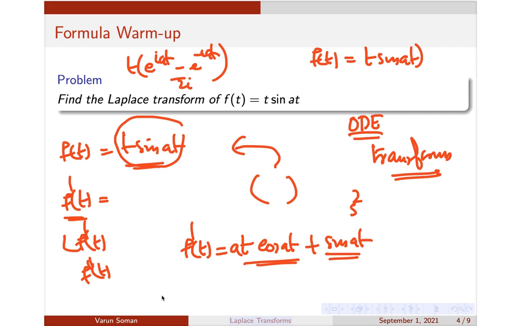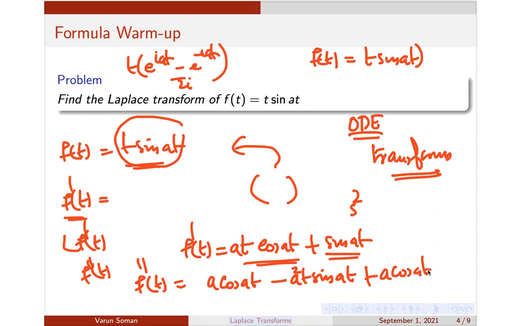So moving forward, I'll try to find f double dash of t. What is f double dash of t? Again, if you take the derivative, it is a cos at, then minus a square t sin at, plus a cos at. Or in other words, I can write this as 2a cos at minus a square t sin at. So you are getting your f double dash of t like this.